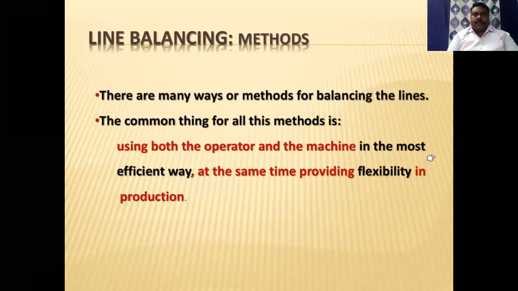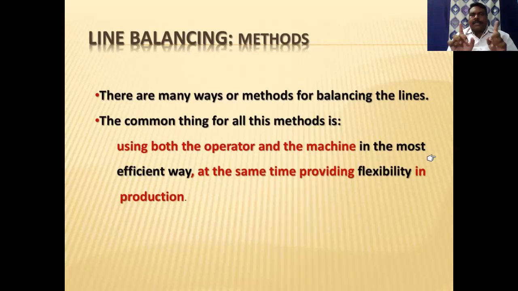Methods: how we are going to do this. There are many ways and methods for balancing the lines. The common thing in all the methods is using the operating machine in the most effective way, at the same time providing flexibility in the production. So we are into line balancing. Here we need to see the operator and the machine, and how they are going to work in the effective way, while keeping productive flexibility in the production.